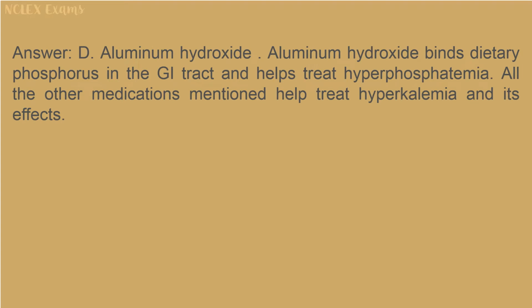Answer: D. Aluminum hydroxide. Aluminum hydroxide binds dietary phosphorus in the GI tract and helps treat hyperphosphatemia. All the other medications mentioned help treat hyperkalemia and its effects.